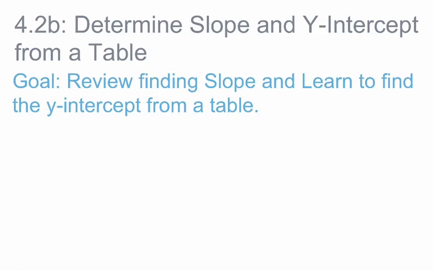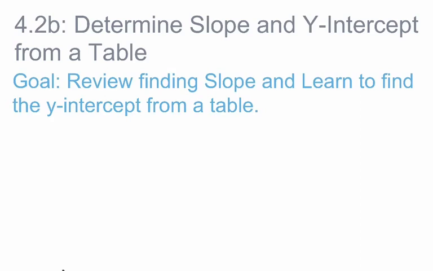So if you need to go back and review further than what I'm going to be doing with you guys for this lesson, feel free to do so. Again, 3.2C is where you can go back to review finding slope from a table. We're going to review finding slope from a table real quick, and then we're going to learn to find the y-intercept from a table. Then we've got a couple other things to do real quickly after that. So let's go ahead and take a look at some examples on how to find slope from a table.